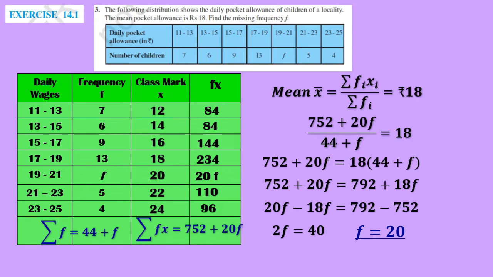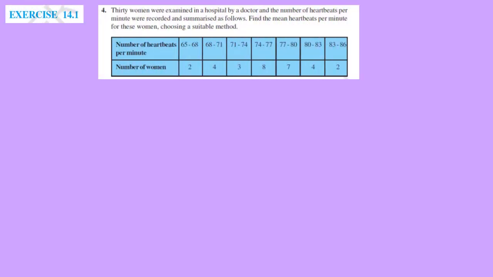All right. Now let us move on to question number 4. 30 women were examined in a hospital by a doctor and the number of heartbeats per minute were recorded and summarized as follows. Find the mean heartbeats per minute for these women, choosing a suitable method. So here number of heartbeats per minute and number of women are also given. So it's given as a class here.